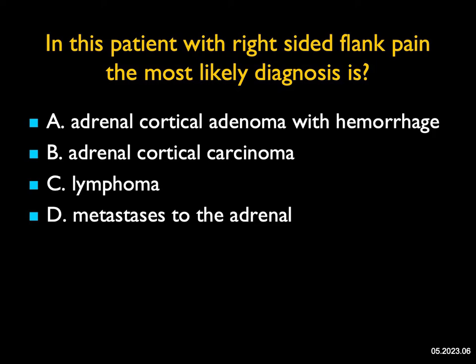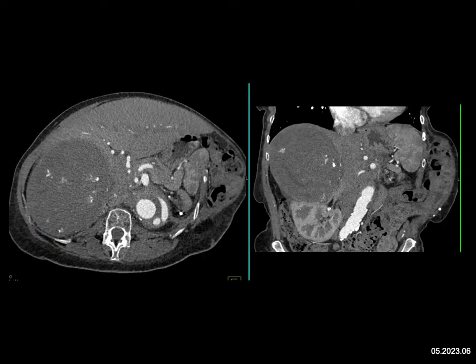In this patient with right flank pain, the most likely diagnosis is, well, this is a large mass. When you get all the images together, it's adrenal. There's calcification. It's displacing the kidney. It's not going to be lymphoma, unlikely because of the calcifications. Lymphoma often maintains the adrenal shape, doesn't have calcification unless it's been treated.